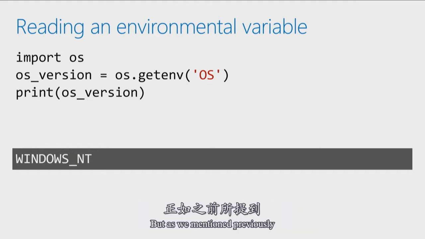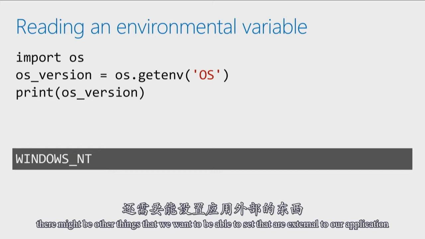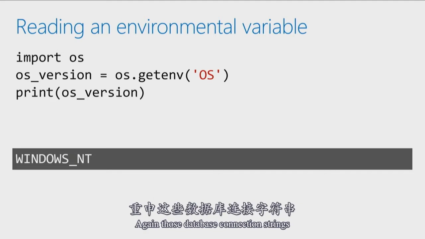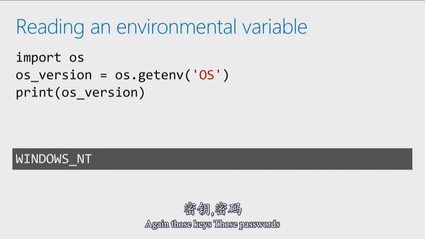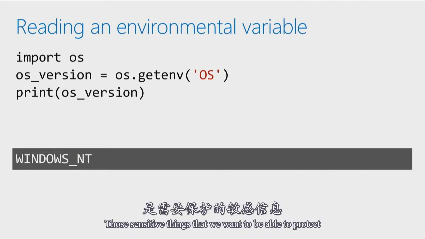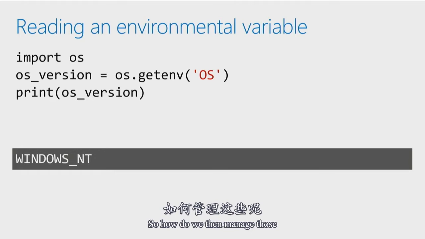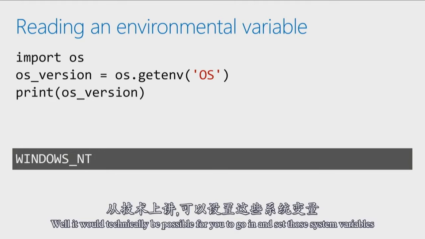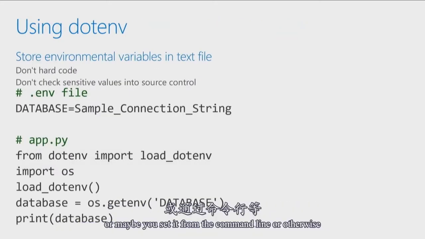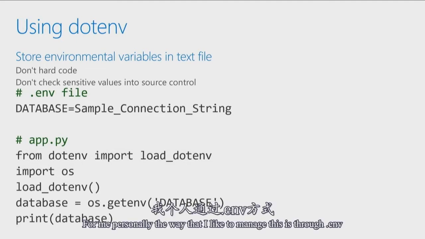But as we mentioned previously, there might be other things that we want to be able to set that are external to our application. Again, those database connection strings. Again, those keys, those passwords, those sensitive things that we want to be able to protect. So how do we then manage those? Well, it would technically be possible for you to go in and set those system variables, or maybe set them from the command line or otherwise. For me personally, the way that I like to manage this is through .env.